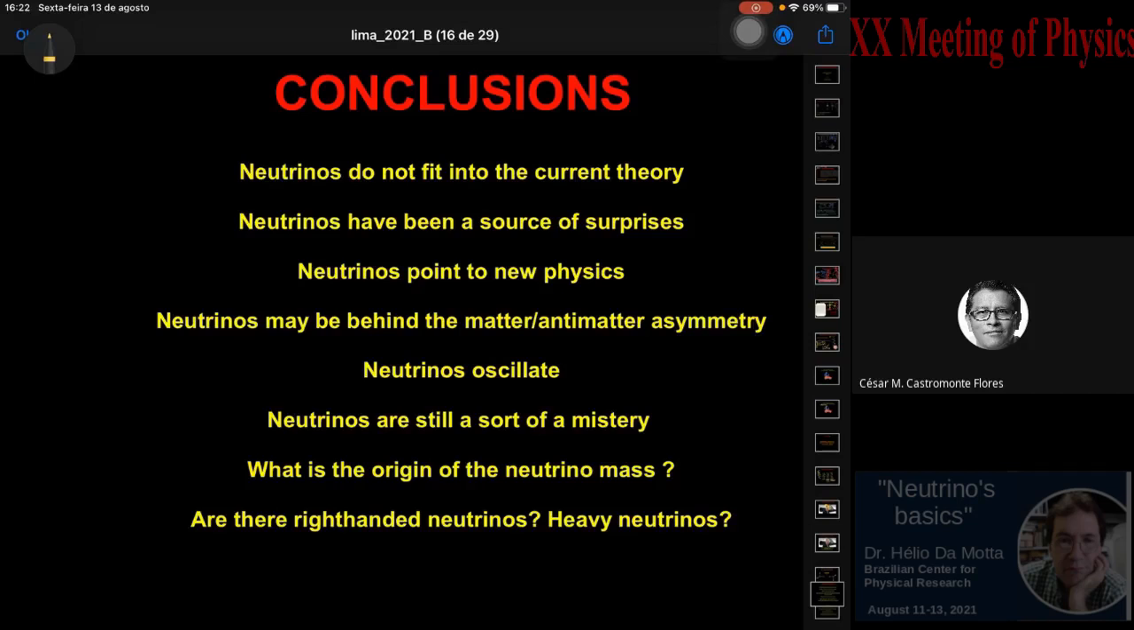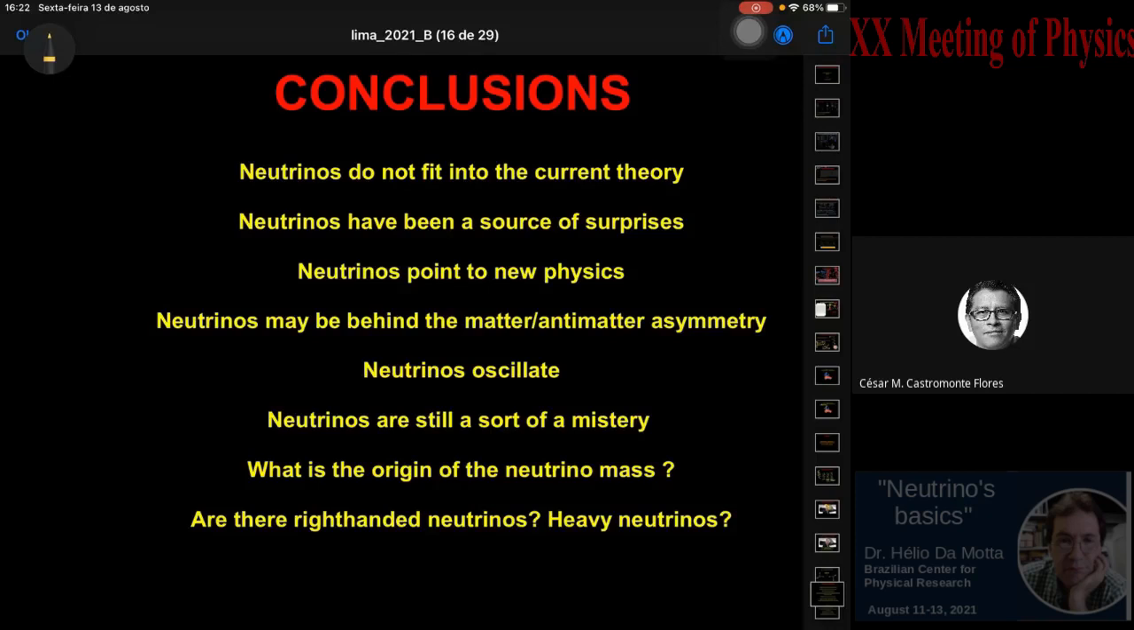And neutrinos may be behind this matter-antimatter asymmetry, but for that we have to really understand well how neutrinos operate, how they exist, what are their properties. They oscillate. This oscillation is the source of all this mass that you notice. And they are basically still a sort of a mystery. There are lots of things that we cannot answer, and it has been very hard to study neutrinos exactly because they are hard to interact with.